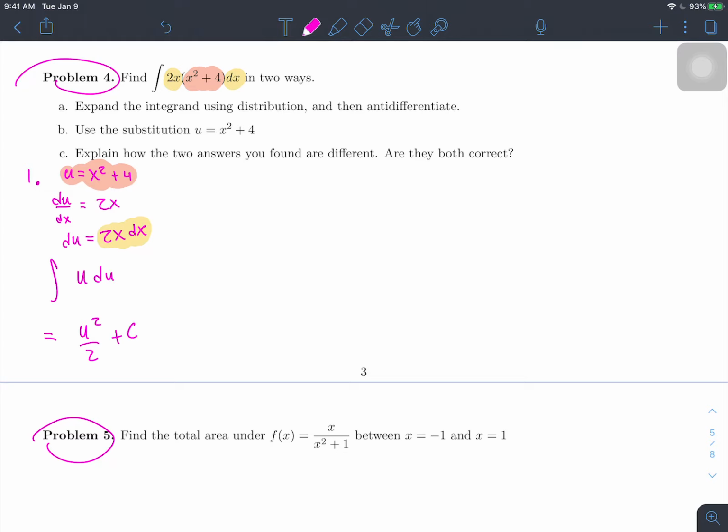And remember, if we want to use U-substitution and we're doing an indefinite integral, we're looking for a function of x, right? If we do the integral of 2x times x squared plus 4 dx, our answer should be in terms of x. It should be some function of x. So let's switch back now to x. I'll plug in x squared plus 4 for u, and I'll get x squared plus 4, sorry, that should be squared, over 2 plus c.